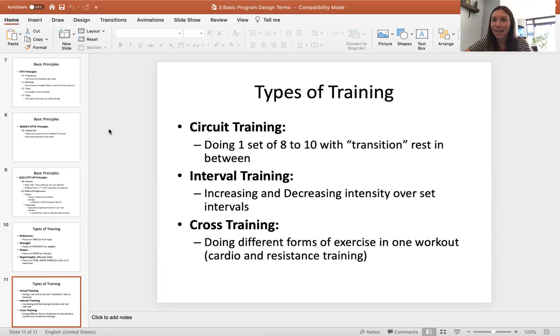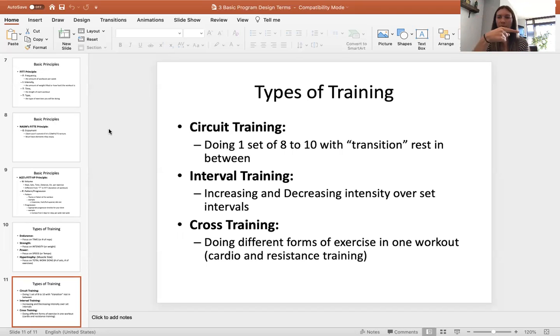All right, last slide. Circuit training, okay? This can be done with resistance training or aerobic training. So it's doing 1 set of 8 to 10 exercises with transition rest in between. Say you have 8 resistance training exercises. You're not going to do all the sets of one exercise, then all the sets of the next one. You're going to do 1 set, however many repetitions you're doing, of every single exercise before you take a rest at the end.